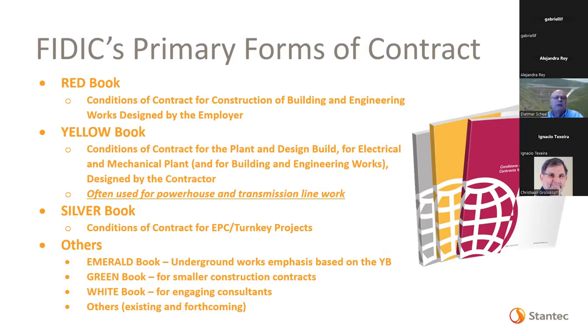There are other forms of contract. I mentioned the different colors here. There's one called the Emerald Book, which is somewhat like the Yellow Book, but it's geared more toward underground works. It contains certain elements that you might find useful for unknown conditions. Say if one is tunneling, you don't know what conditions you're tunneling under. Well, same is true with tearing apart an existing hydro unit and trying to refurbish it. We've got unknowns too. So there are principles there that are useful. The main one, however, is the Yellow Book.